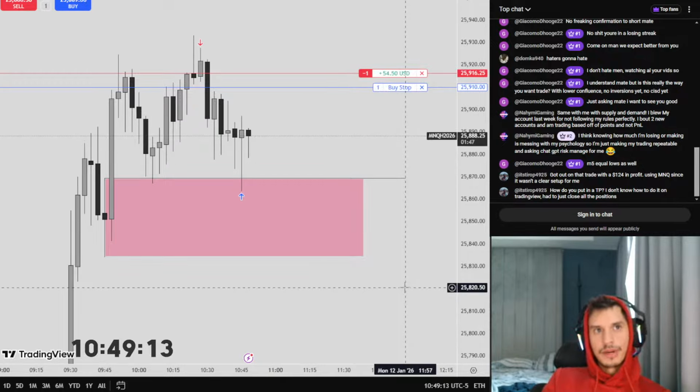How do you put your TP? I don't know how to do it in TradingView, how to just close all the position. What I do, all right, there's two ways you could set up a trade in TradingView. You could put a short position. For example, I traded off a 1 minute CRT. Let's make the trade here. You could put your stop loss where you want it and your take profit where you want it. This was the trade that we took.